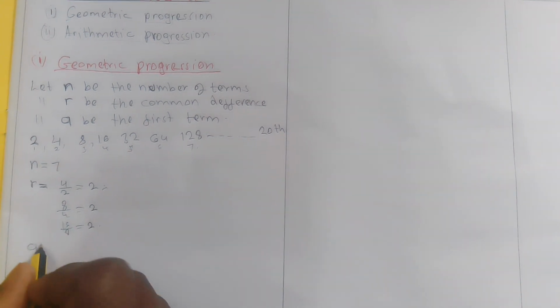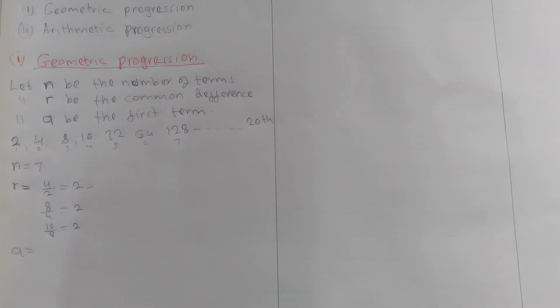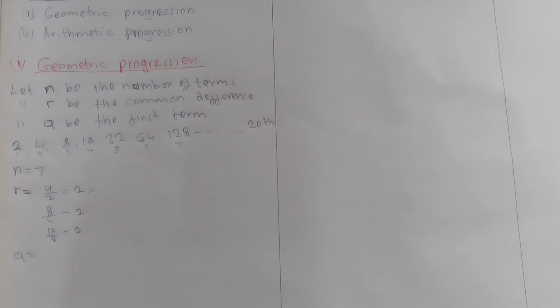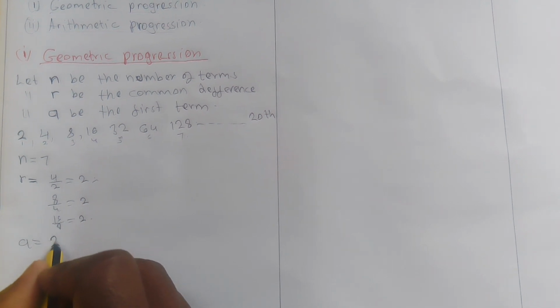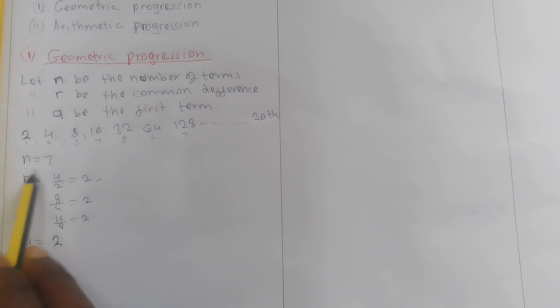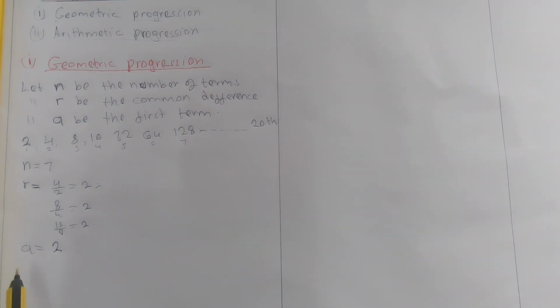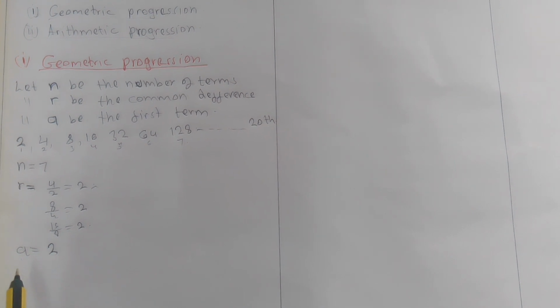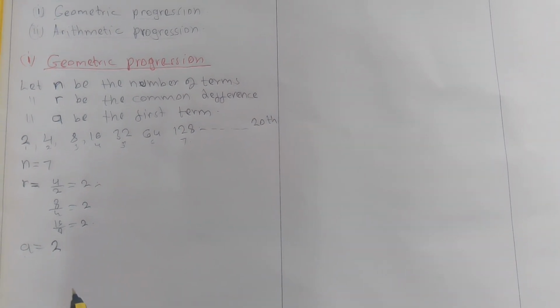So the first term, a, is the term which appears first, the figure or the number which appears first. So our first term here is 2, because 2 comes first before any other number. So that is our n, r, and a. So let's begin to know the formulas that apply in geometric progression.